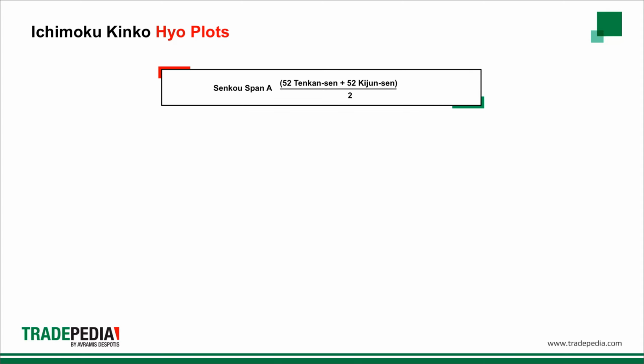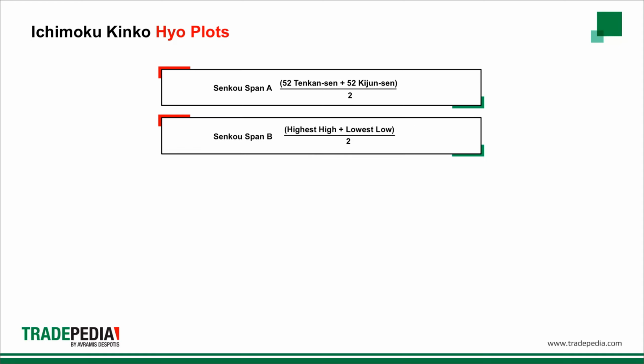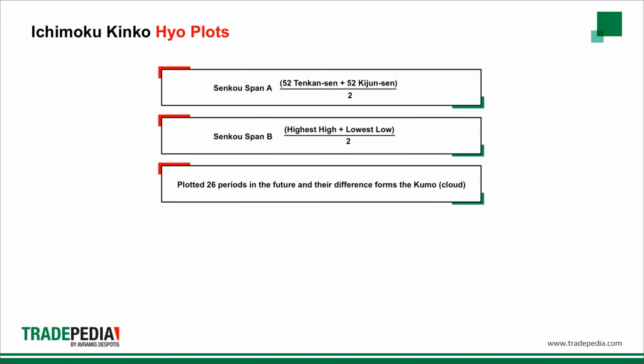Okay, so we have 5 components of it, and we actually went through 2 of them. The third and fourth Ichimoku plots are called the Kumo, or in Japanese, Kumo means cloud, what we know as the cloud. The first plot is the Senko span A. Senko span A is calculated by adding the Tenkan-sen and Kijun-sen, and then taking an average of these. So that's for span A.